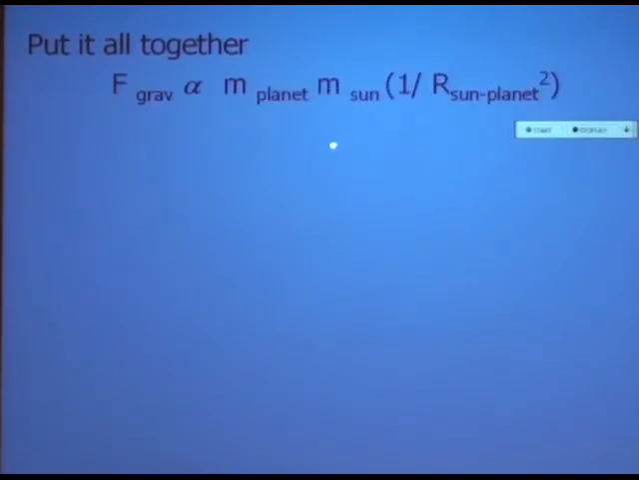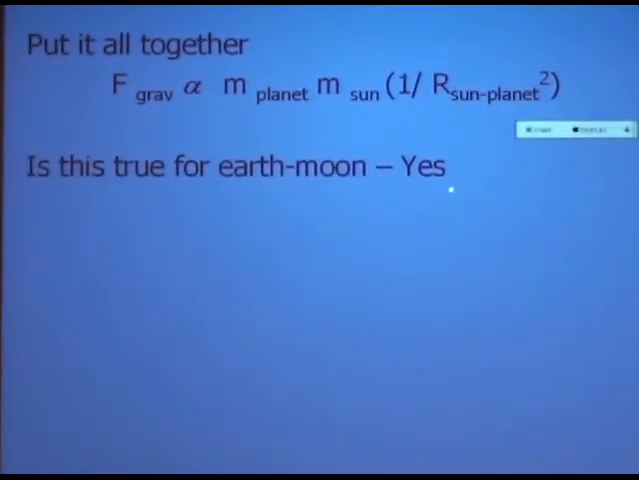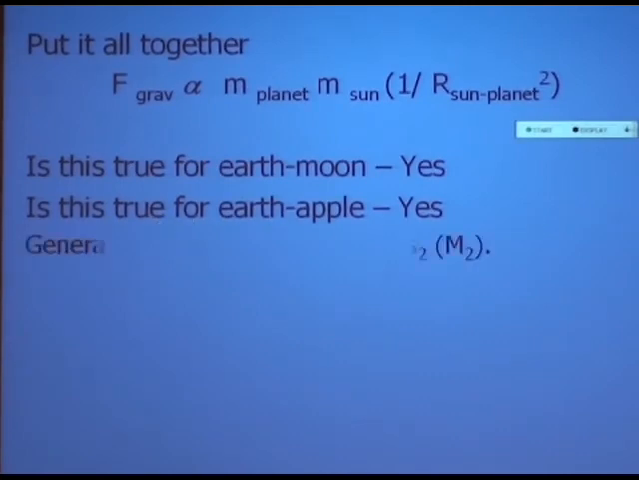And then put it all together, okay? The force of gravity is proportional to the mass of the planet times the mass of the sun, divided by r_sun-planet squared. This is true for the Earth-Moon system. It's true for the Earth-Apple system. And now I can generalize it.